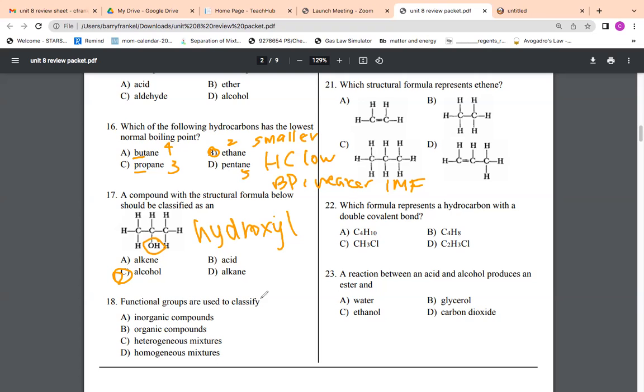18, functional groups are used to classify organic compounds. I hope you all know that one. Okay.